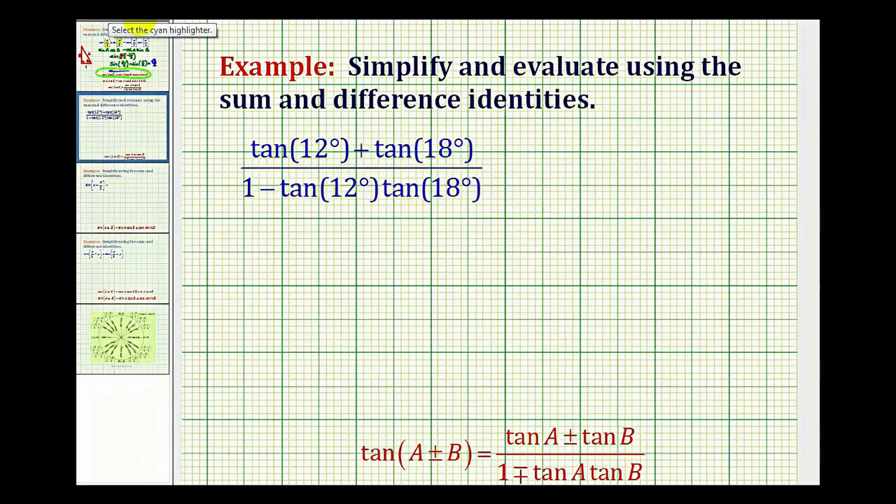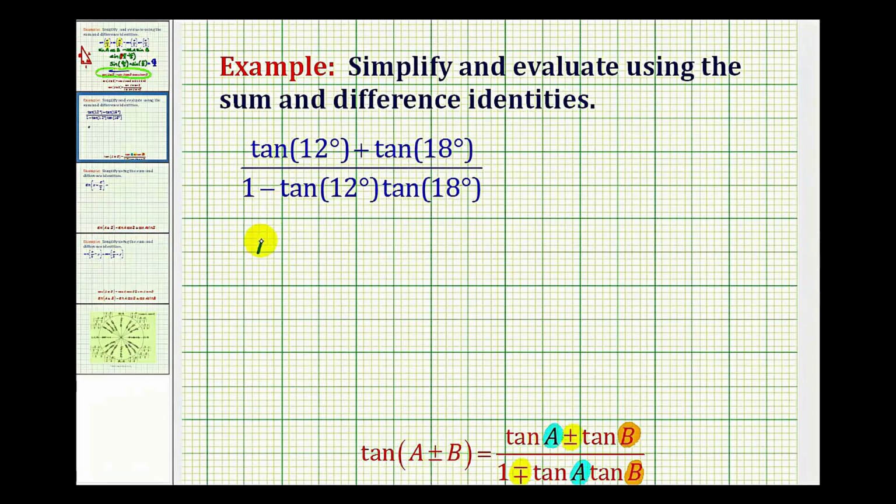Here we have the same type of problem, but it's much more obvious we're going to be using the sum and difference identity for the tangent function. So the main things to identify here are angle A, angle B, and then whether we have a sum or difference here and a sum or difference here. That'll tell us whether we're going to add or subtract angles A and B.